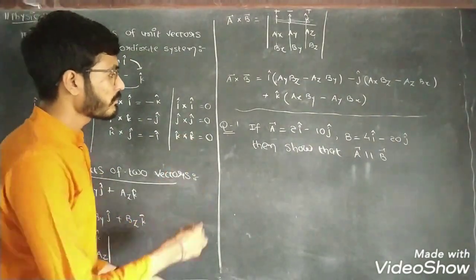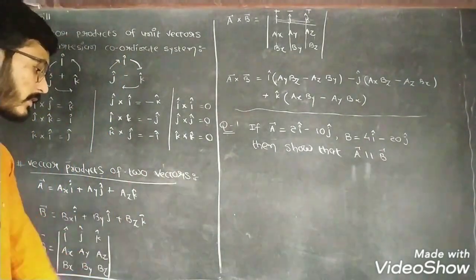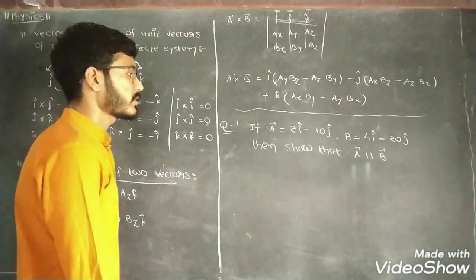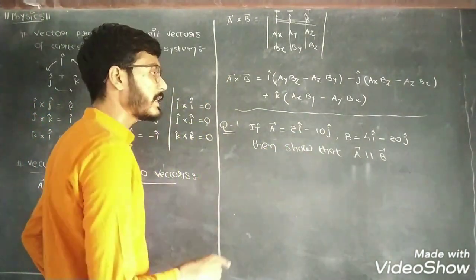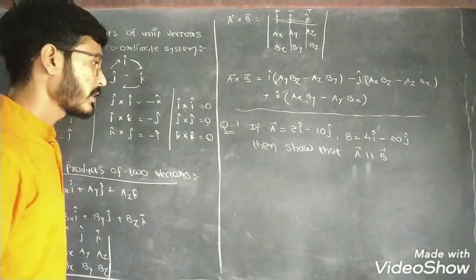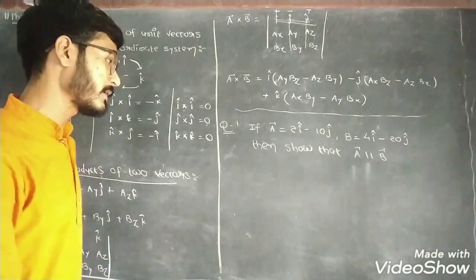Now we have to discuss some examples of vector product. Here is the first question: suppose vector A is 2i minus 10j and the vector B is 4i minus 20j, then show that the vector A is parallel to vector B.